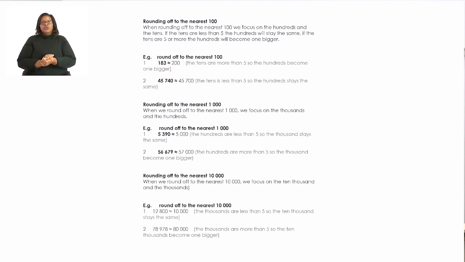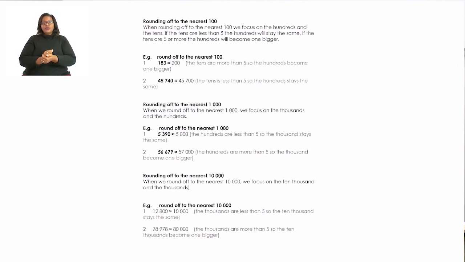Rounding off to the nearest 100. Let's read. When rounding off to the nearest 100, we focus on the hundreds and the tens. If the tens are less than 5, the hundreds will stay the same. If the tens are 5 or more, the hundreds will become 1 bigger. Let's see our examples.